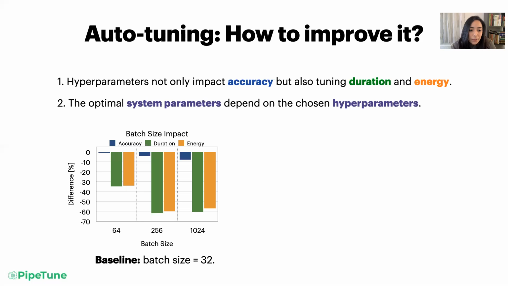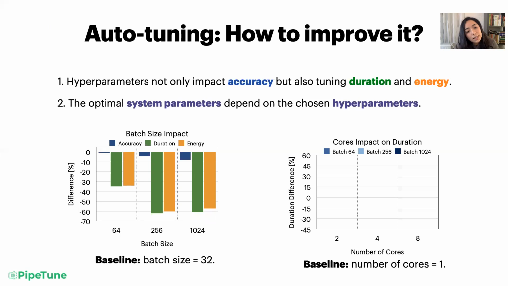The second observation we made was that there is no global optimal set of system parameters, but it actually depends on the chosen hyperparameters. Again, to illustrate this observation, let's have a look at this example, where we now focus on how duration differs from 2, 4, and 8 cores when compared to 1 core only. And we look at those values for batch size 64, 256, and 1024 again. The takeaway from this plot here is that varying the number of cores has a different impact depending on the batch size defined. Now we would like to leverage these two observations to propose a novel tuning approach.